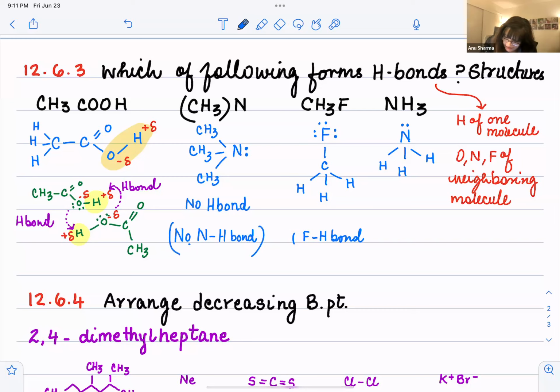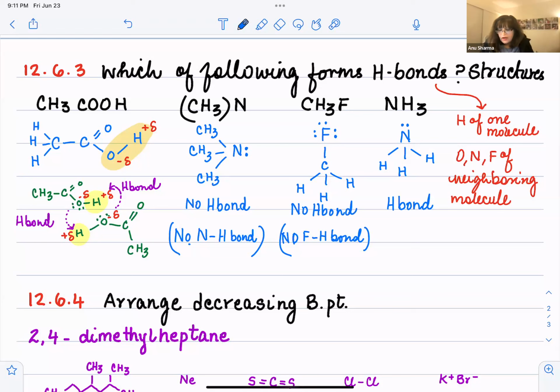No NH bond. Similarly, no FH bond. So it's always OH and FH. So here, on the other hand, the other one will take place. So here there's going to be hydrogen bonding. Okay, no hydrogen bonding in this case.